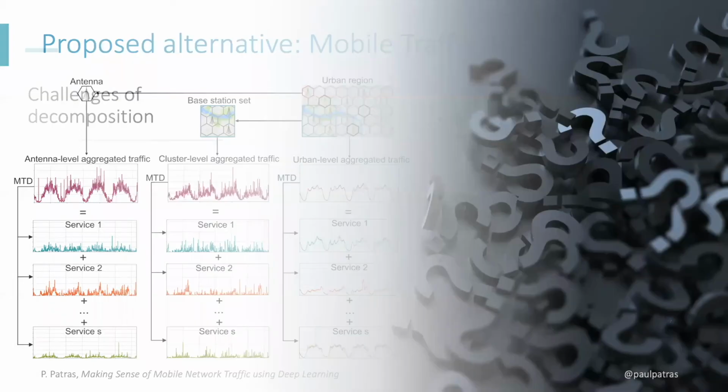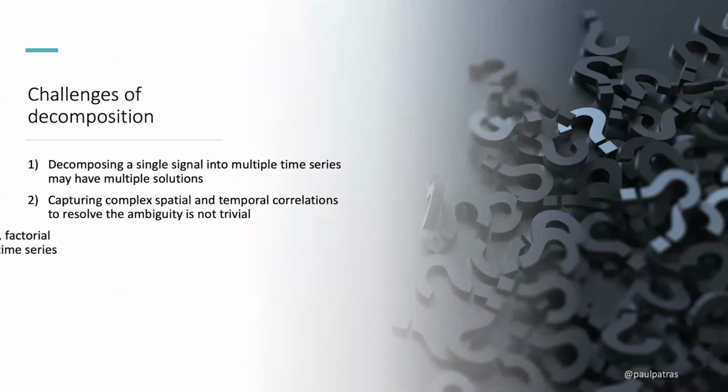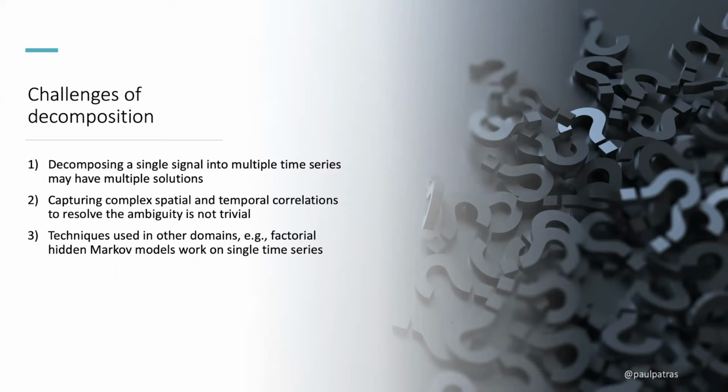So what are the key challenges of doing traffic decomposition? Yeah. So, you're not decomposing a single signal anymore into multiple time series. Actually, you're decomposing more, but even if it was a single signal, there might possibly be a couple of solutions that solve the problem. Yeah. So there is this ambiguity.